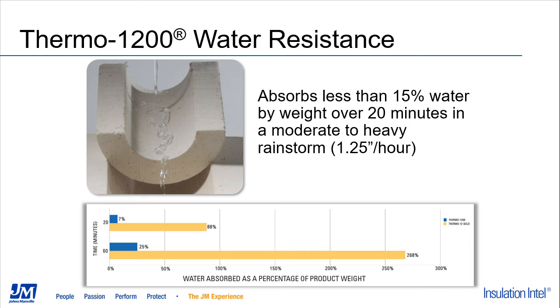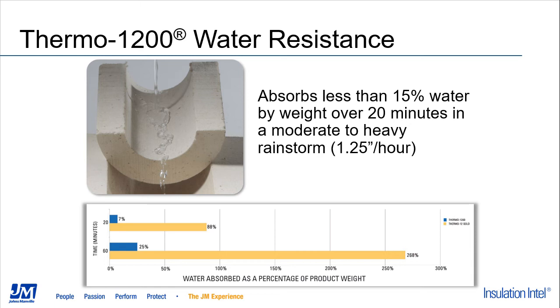You can see from the chart at the bottom, we did some testing comparing our current generation Thermo 1200 calcium silicate to some previous generation non-water resistant calcium silicate. And you can see with exposure to that 20-minute rainstorm, the Thermo 1200 absorbed about 7% of its weight in water, whereas the previous generation material was over 80%. When exposed to that rainfall for 1 hour, 60 minutes, the current product absorbed about 25% of its weight, whereas the previous generation material absorbed almost 3 times its weight in water.